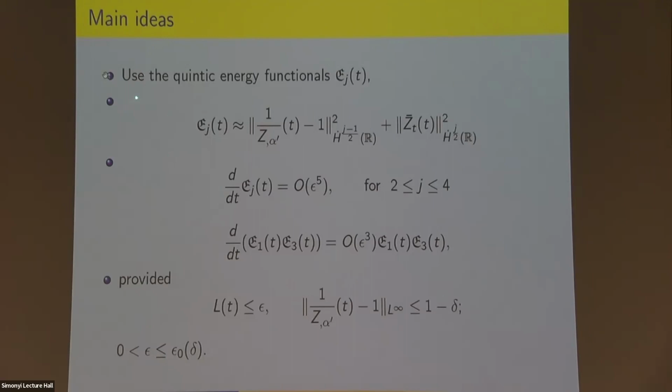Okay. So you have this J-th order energy functional that controls the homogeneous Sobolev norms, and you take d/dt. Because it's quintic, it's epsilon to the fifth, and d/dt of this is O(epsilon^3) of this. So this implies that this quantity can be controlled for time of O(epsilon^-3), provided this is small. Okay.